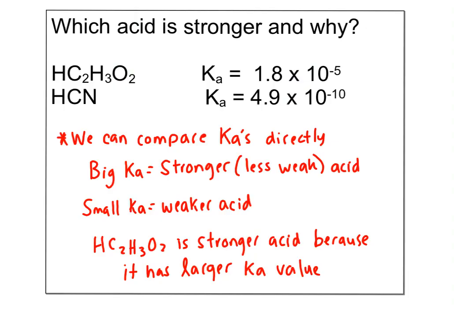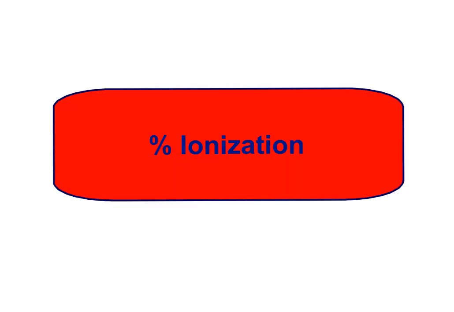So here are two acids with Ka values. Which is stronger and why? You are able to compare Kas directly. A big Ka means it's a stronger or less weak acid, and a small Ka means a weaker acid. So in this case, HC2H3O2 is a stronger acid because it has a larger Ka. It's only 10 to the negative 5th versus negative 10th. So that means the H plus here pops off a little bit easier than the H on HCN.